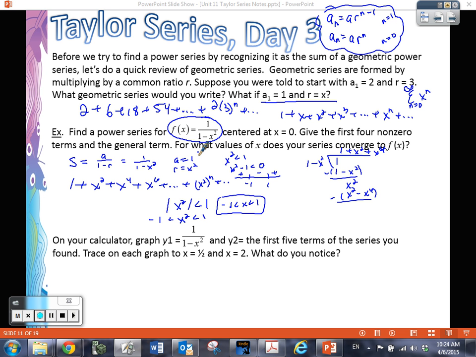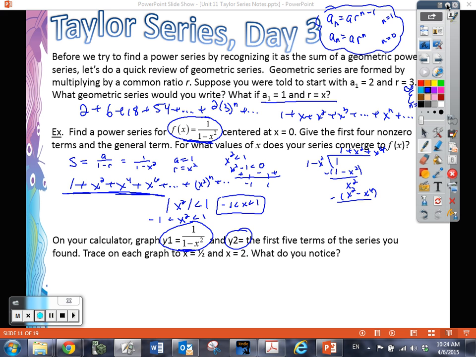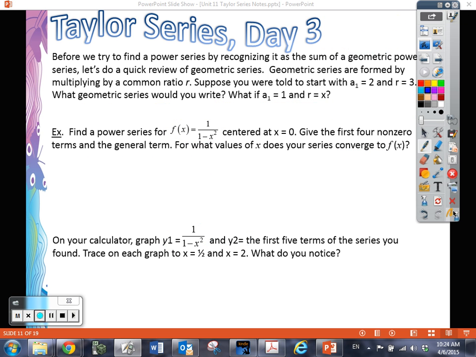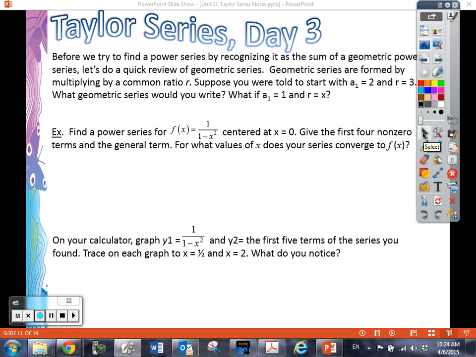On my calculator, I'm going to pull it up in just a second. What I have done is I've put the function, this little guy right here, in y1. And then in y2, what I've done is I've typed in the first 5 terms of the series. Okay, I've typed that in. And what we're going to do is look at it on the graph. I'm going to talk to you about a couple of things. You can have the calculator out or not. It doesn't matter. This is really the only thing we're going to be using it for.